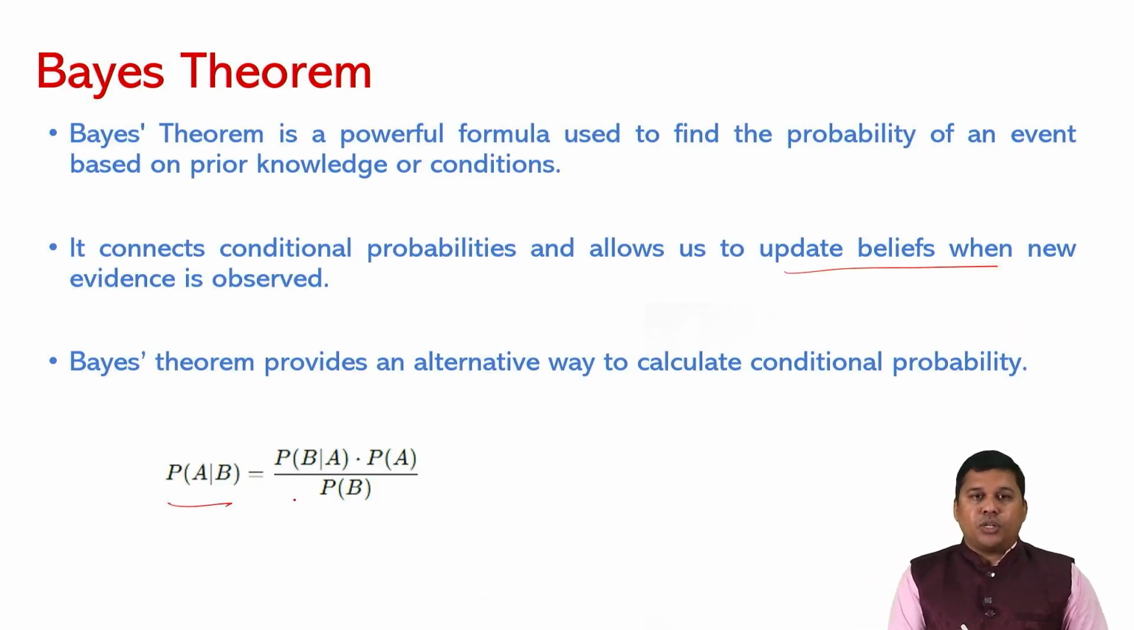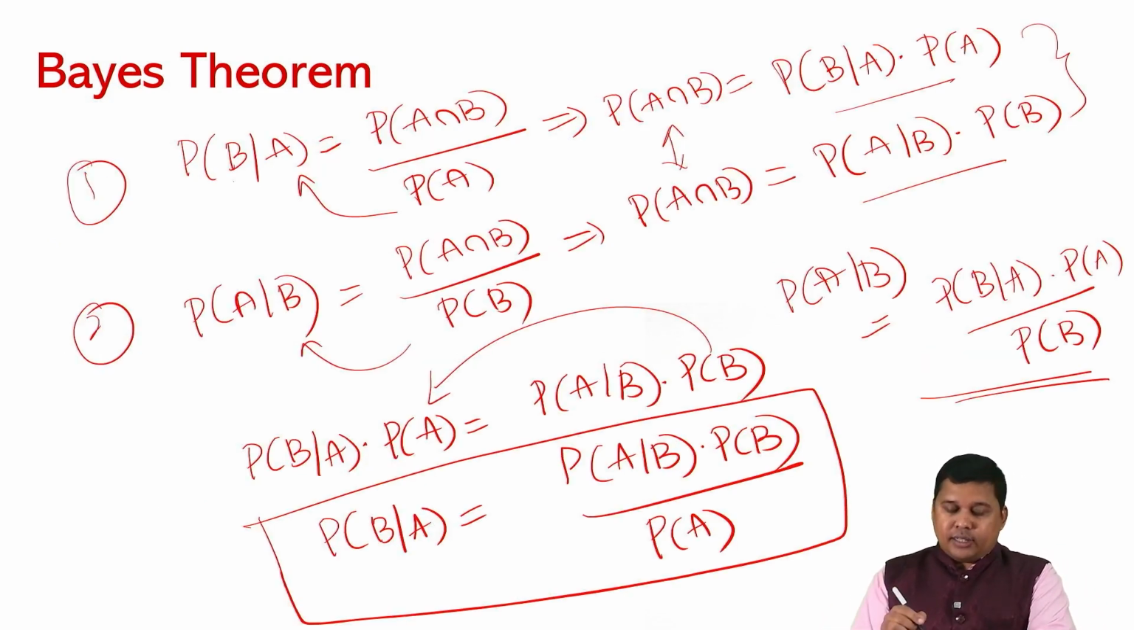P(A|B) is equal to P(B|A) × P(A) / P(B). So, we are equating the conditional probability equations and trying to derive the formula for Bayes theorem. This is the formula for Bayes theorem, very important.